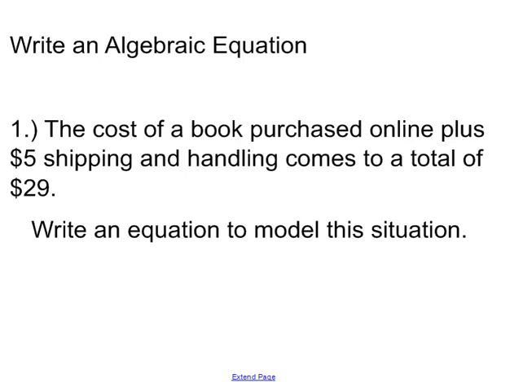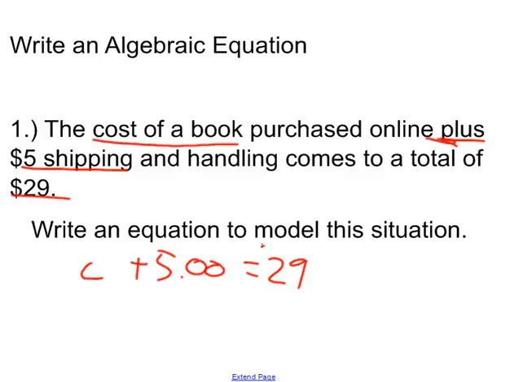Write an algebraic equation for this problem. The cost of a book purchased online plus $5 shipping and handling comes to a total of $29. They're asking us to write an equation for this one. I'm going to use C for the cost of the book. I'm going to add to the cost of the book because it says plus, so plus $5 is equal to the $29 total cost.